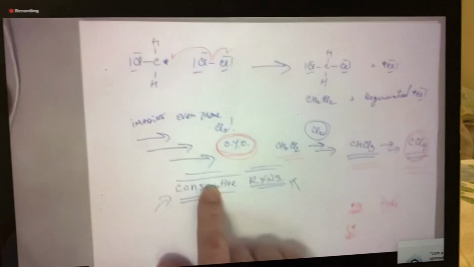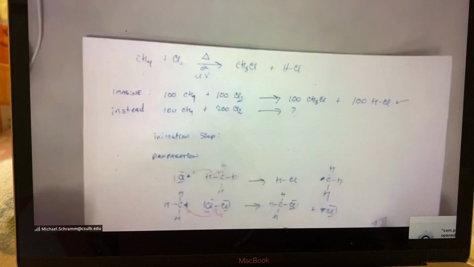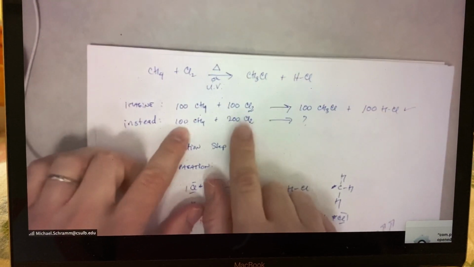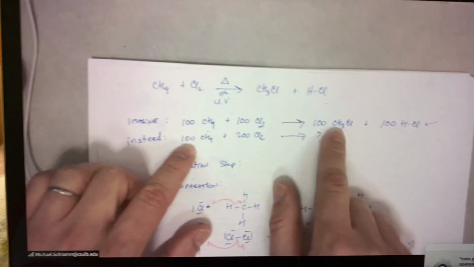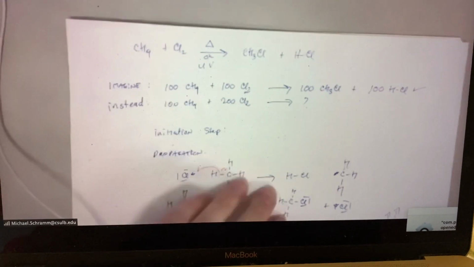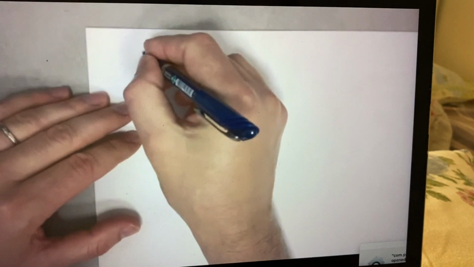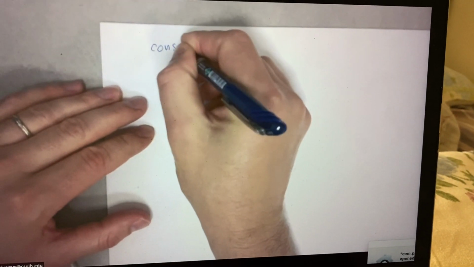Equation a little bit to contemplate a different scenario where we have lots of chlorine, or what happens if we have more and more chlorine. It doesn't just stop at the simple methyl chloride. It could keep going. So we're just going to write a little bit about this subtle detail. This is known as consecutive reactions.